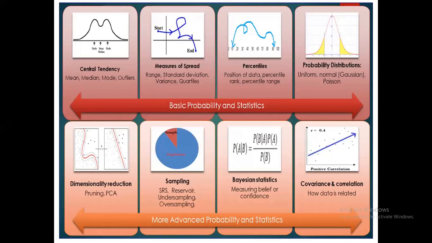And sampling, we are using reservoir, undersampling, oversampling. Bayesian statistics, we are using like P of A by B is equal to P of B by A into P of A by P of B. That is called Bayesian statistics, measuring belief for confidence problem we are using. Covariance and correlation, how data is related.